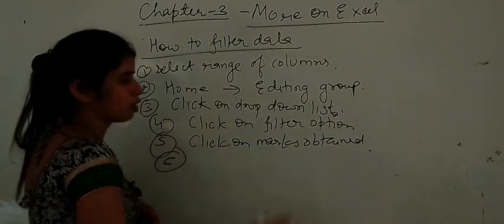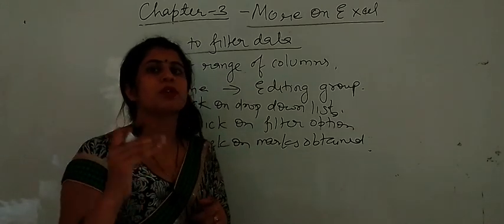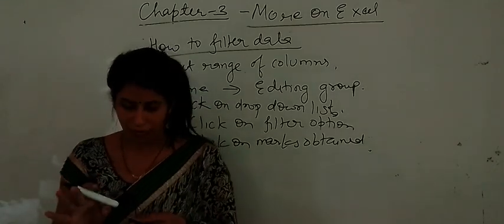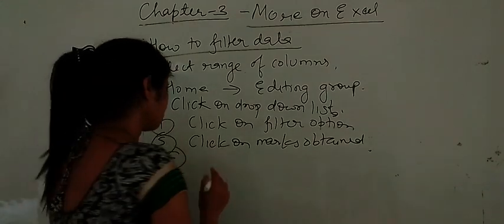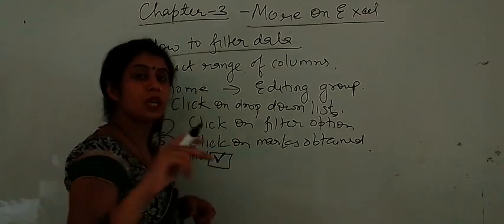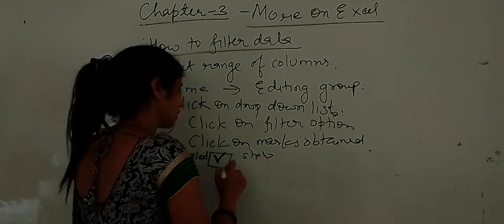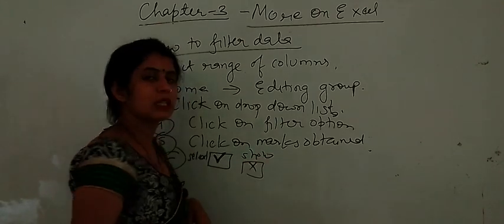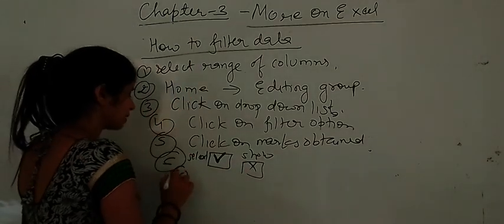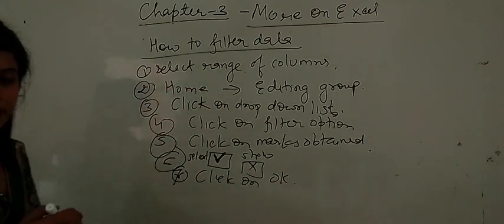So if you will click on marks obtained, you will see all the list of the marks. Okay. So the marks that you want to hide, you have to hide them, and the marks that you have to show, that you have to show. So for this you have to select this option. This option is used to select, means if you want to show, you will click on this, and if you want to hide, you will click on this. Okay, means with the help of it you are able to show, and the last step is click on OK. So when you will click on OK, you are able to filter the data.